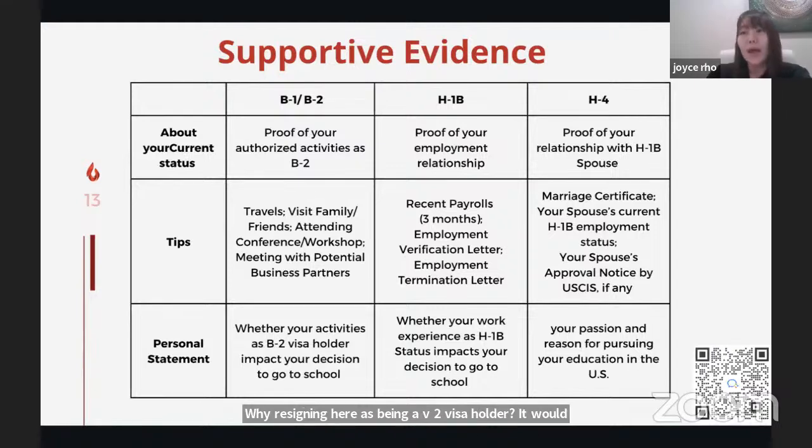And if we move on to the H1 visa category, the H-1B is a good visa, you're able to work here, right? And that's why proving your employment relationship is very important as part of a change of status application. So you have to show that you've been maintaining your employment relationship with your H-1B employer, up to the present time. You have to prove that.